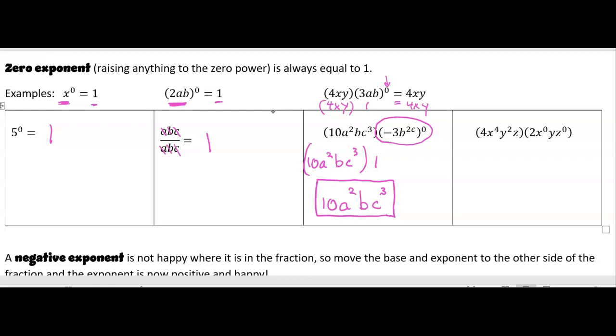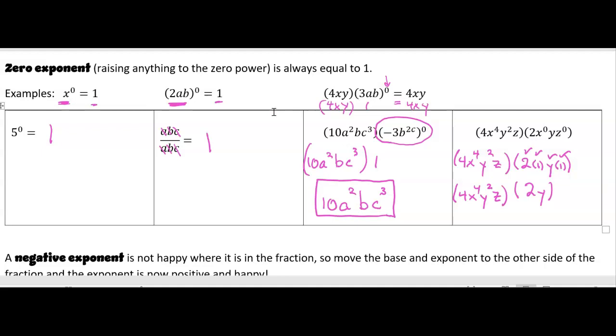Okay, the next one, we have 4x to the fourth, y to the second, z times 2, and then x to the 0 is 1, so that's like 2 times 1 times y times z to the 0 is times 1. So really, that's going to boil down to 2 times 1 times y times 1, which would just give us 2y. So we have 4x to the fourth, y to the second, z times 2y.